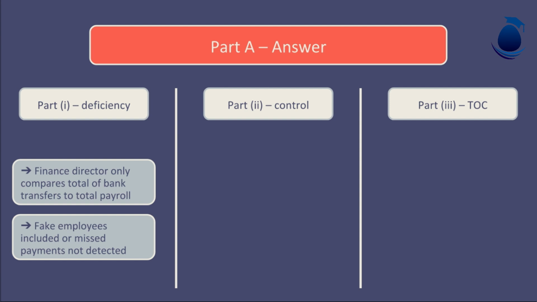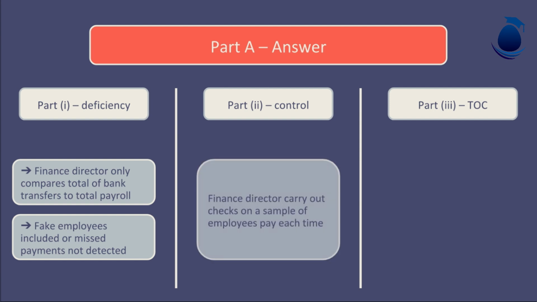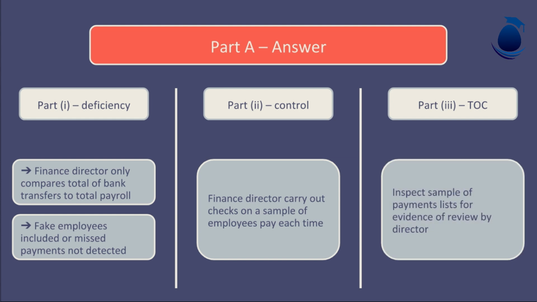The recommended improvement in control should be that the finance director should carry out checks on a sample of employees each time to reduce the risk of missing error or fraud. The auditor could then review a sample of payment lists for evidence of the finance director's review to ensure this control is being carried out.